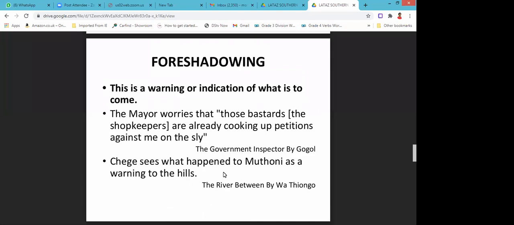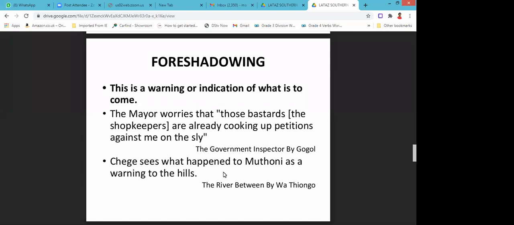Then we have foreshadowing. Foreshadowing is a technique used in order to warn or indicate what is to come for the characters in the story. So, for example, the mayor worries that those, excuse my language, shopkeepers are already cooking up petitions against me on the sly. Now, it is true they were, because they wanted to complain to Lestakov, but this is a sign of what was to come.